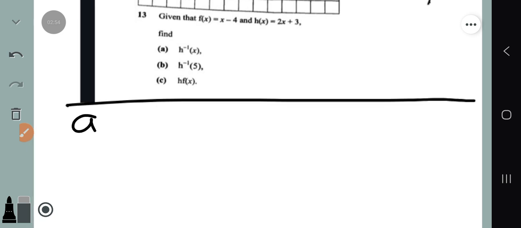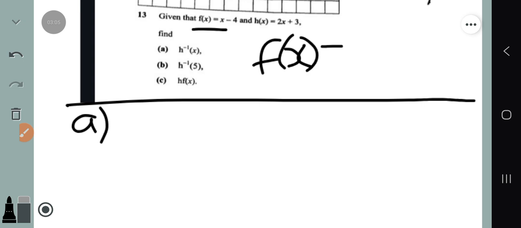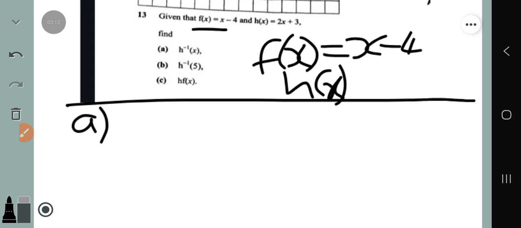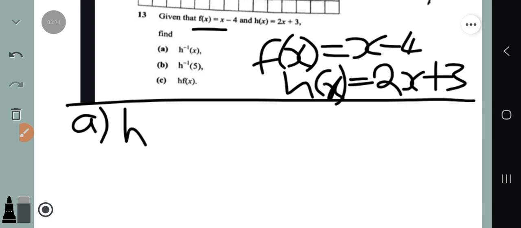Question number A. We are given the function f(x) equals x minus 4. We also have another function h(x) equals 2x plus 3. These are the two functions that we have. Now they are saying find h inverse of x.